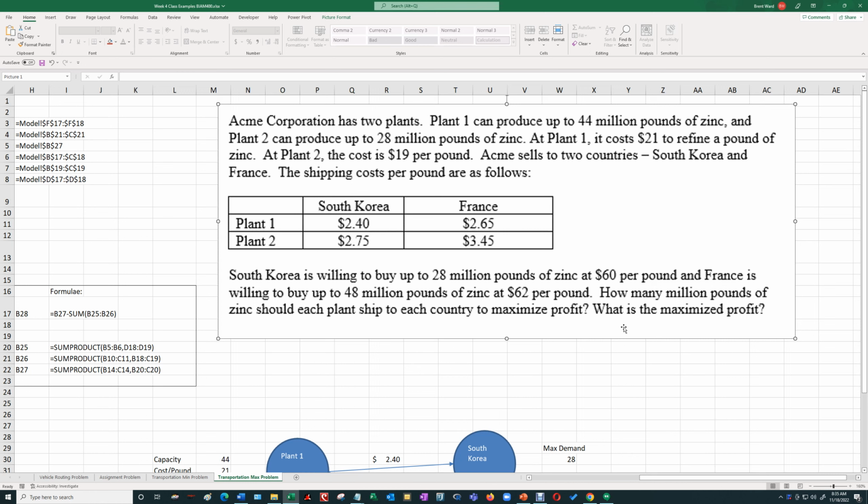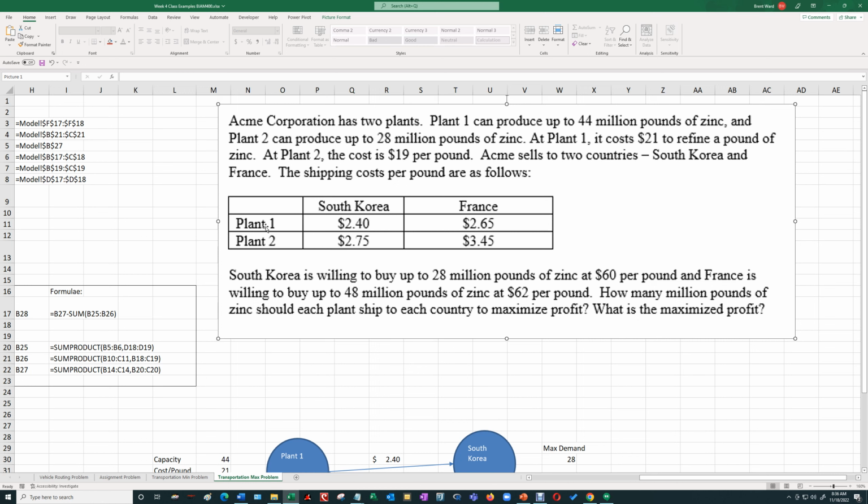So here's the situation. You've got Acme Corporation, which has two plants. Plant 1 can produce up to 44 million pounds of zinc, and Plant 2 can produce up to 28 million pounds of zinc. At Plant 1 it costs $21 to refine a pound of zinc, and at Plant 2 it costs $19 per pound. Acme sells to two countries, South Korea and France, and the shipping costs per pound are shown below in this table here.